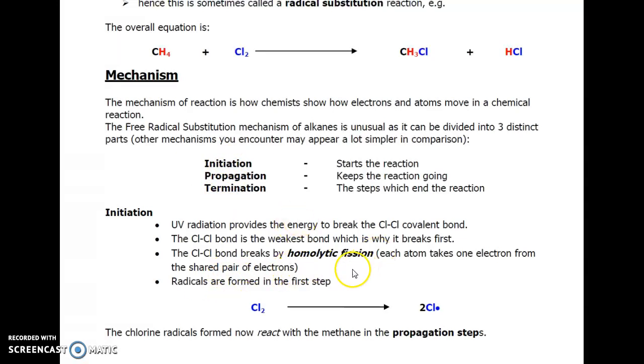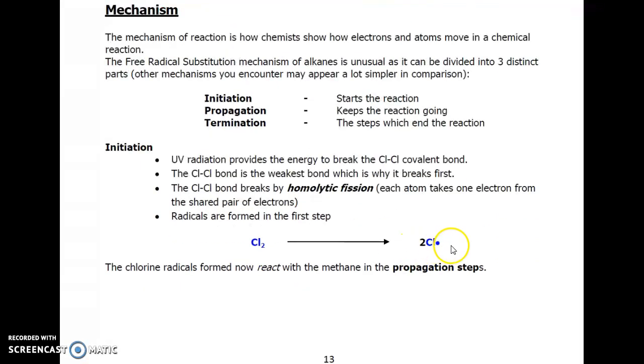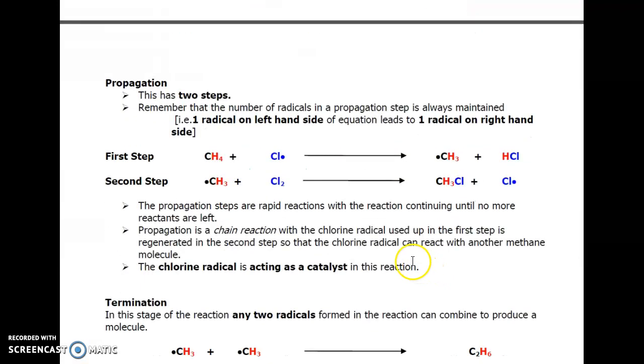So the initiation step. In this reaction between methane and chlorine, the chlorine-chlorine bond is the weakest, hence this breaks under the action of ultraviolet light. And this forms two chlorine radicals, and we show the radical with the dot. Now, the chlorine radicals then go on to the propagation step. So the first step involves the other starting material reacting with a chlorine radical to form the byproduct, which is hydrogen chloride, and a methyl radical.